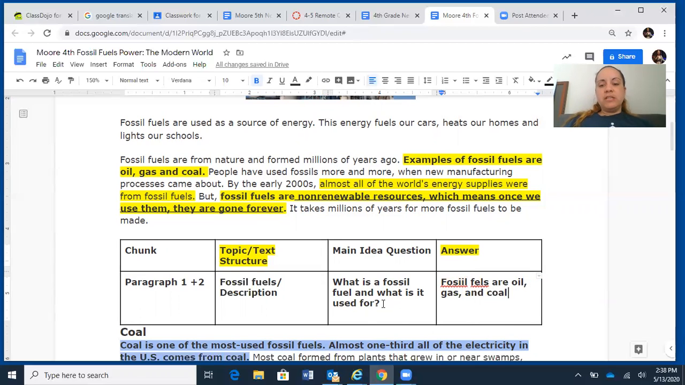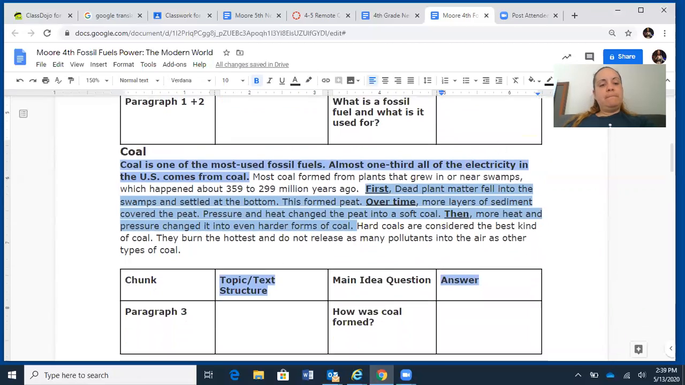And then it says, what are they used for? Let's see. Almost all of the world's energy is supplied by fossil fuels. Fossil, oh, I spelled it wrong. Fossil fuels are oil, gas, and coal, and they are used for energy. There's my main idea answer. All right, I'm going to delete this because you have to put your own answer in there. Okay, moving down, let's keep reading.